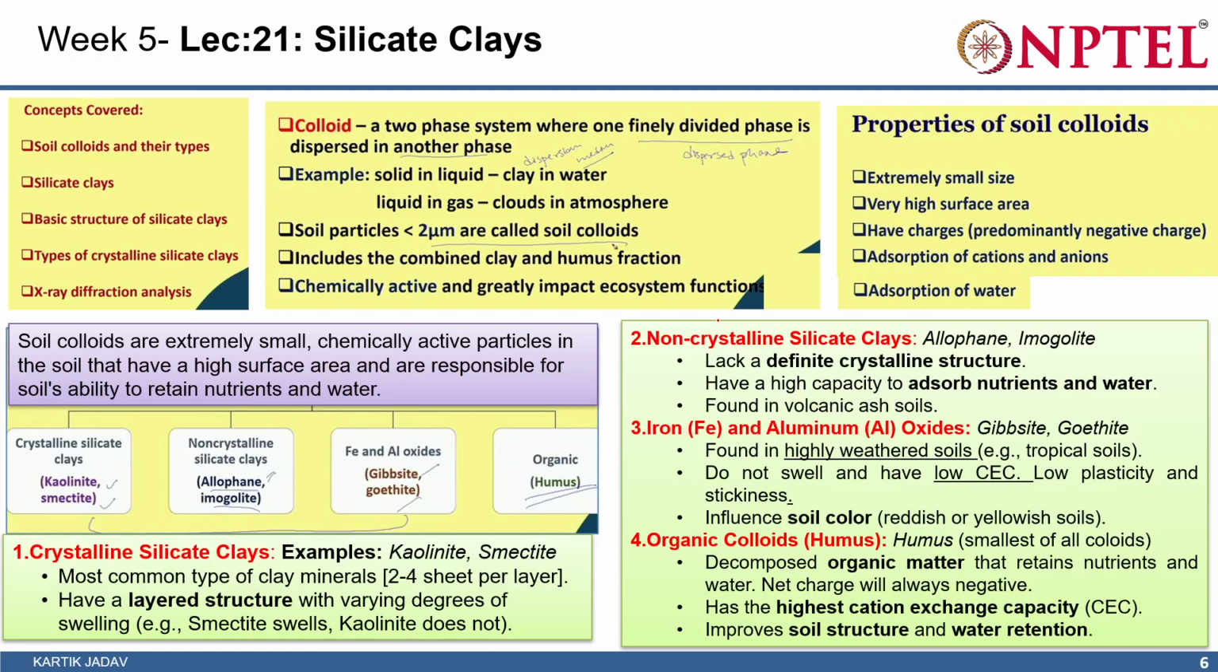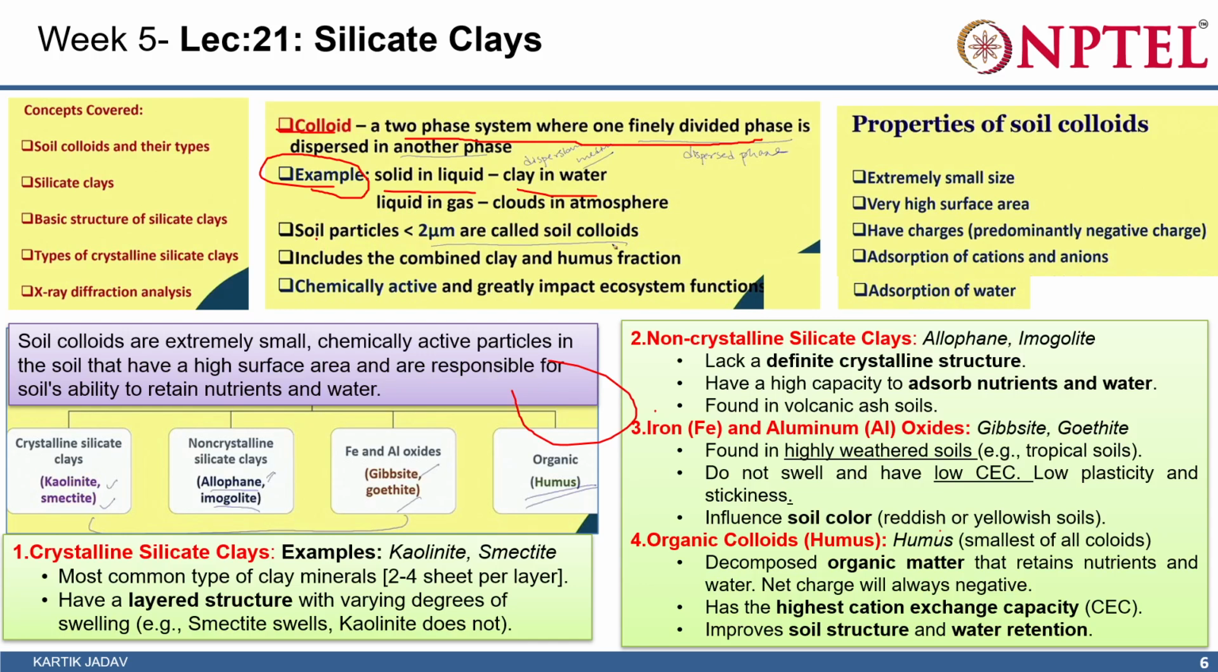So in week 5 we started with lecture 21, and in that we covered silicate clays. So what are silicate clays? Before we define silicate clays, let's understand soil colloids. Soil colloids is a two-phase system where a finely divided phase is dispersed in another phase. Examples are solid in liquid, like clay in water, and liquid in gas, like clouds in the atmosphere.